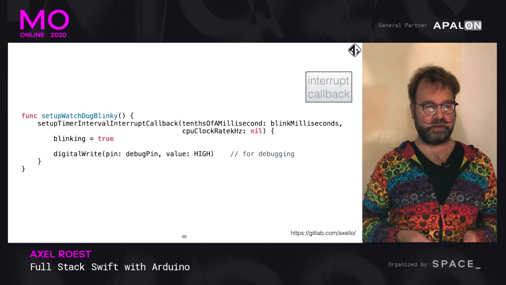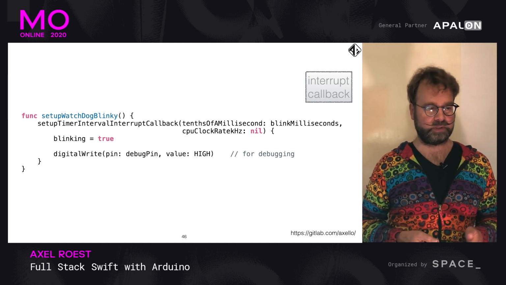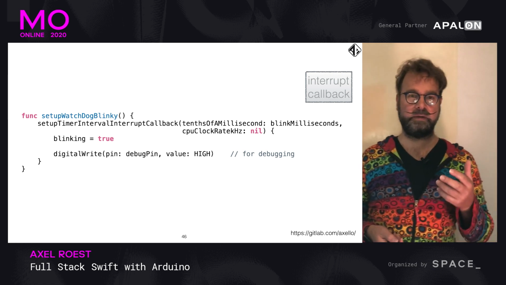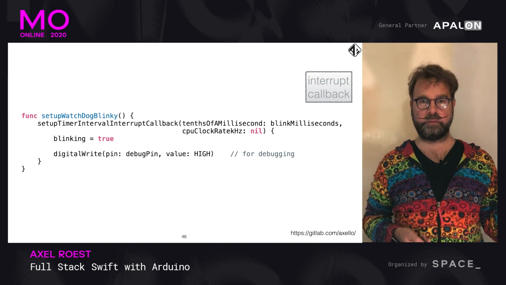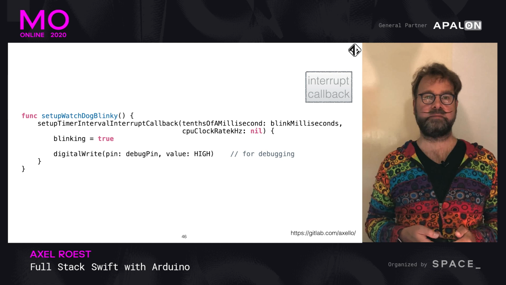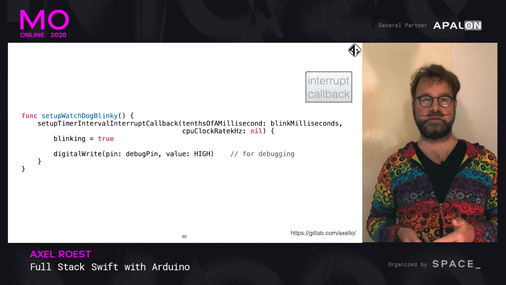And I do that using an interrupt callback routine, which I set up here. So every 2 seconds currently, this routine is called, and I set a global variable blinking to true, and I set a hardware pin, and that's always handy to be able to debug your application using an oscilloscope.